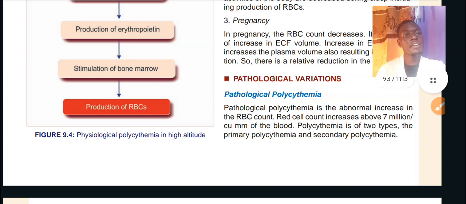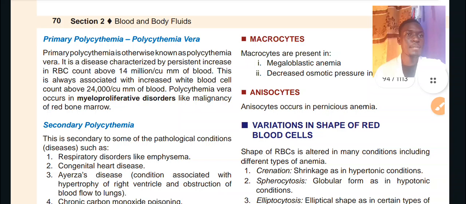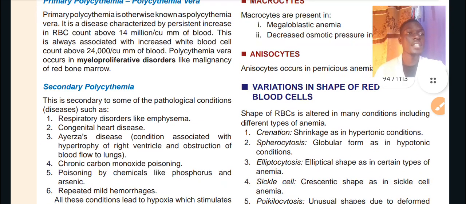We have pathological variations, like pathological polycythemia. This is just an abnormal increase in the red blood cells. It may be of two types, that is primary polycythemia, which can be called polycythemia vera. This one is caused by the malignancy of the red blood cells, where they become myeloproliferative and start dividing indefinitely and forming very many red blood cells. Then we also have secondary polycythemia.